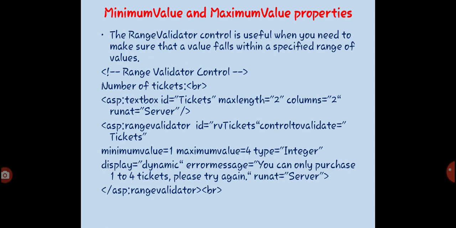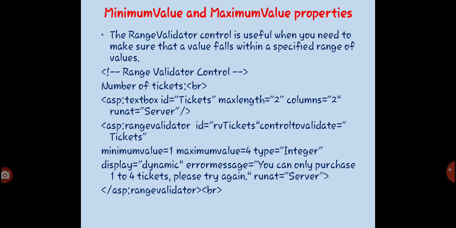Beside that there's the range validator. The ID of the range validator we change to RVtickets. Then control to validate. What is the control to validate? It will validate the value taken by the text box. What is the ID of the text box? It is tickets, so control to validate is tickets. Then minimum value and maximum value are properties of the range validator. Minimum is set as 1, maximum is set as 4, and the type of data is integer.